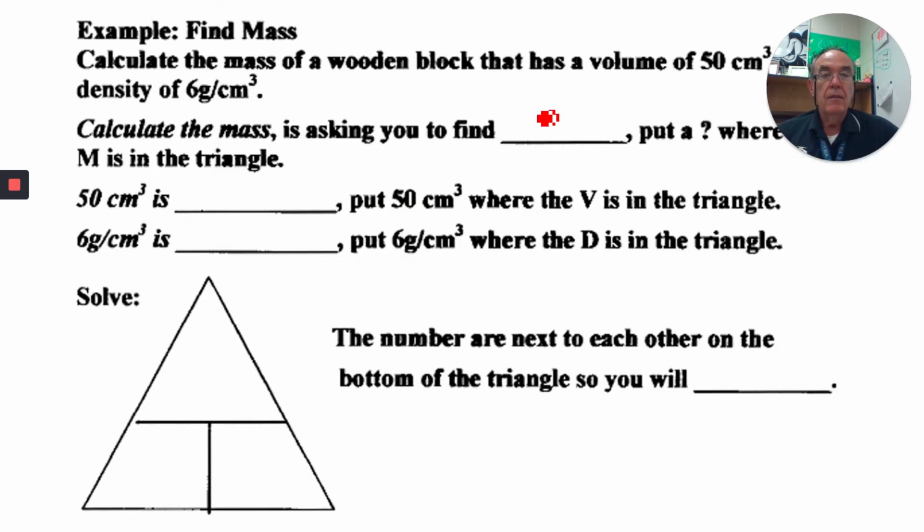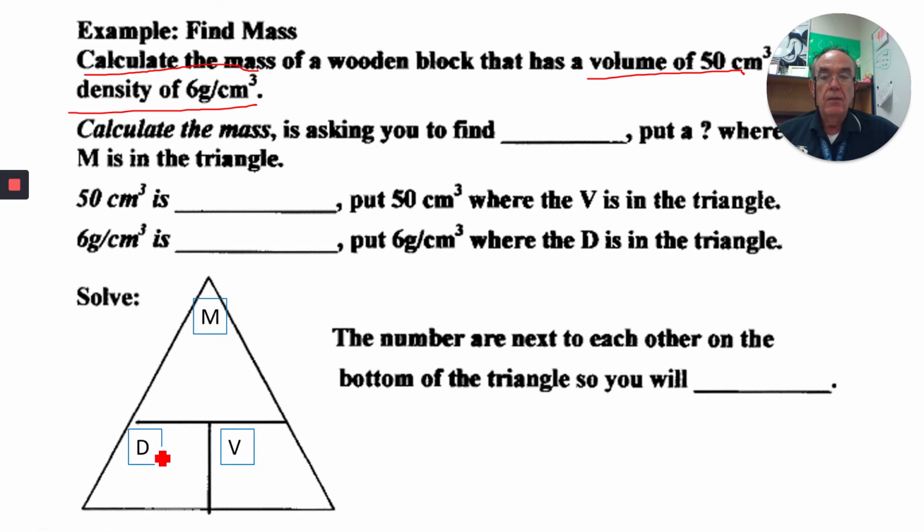Another example is like this problem. It says, calculate the mass of a wooden block that has a volume of 50 centimeters cubed and it has a density of 6 grams per centimeters cubed. Well, the first thing we do is find out what is the question asking. Well, they're telling us what they want us to do. They say calculate the mass.